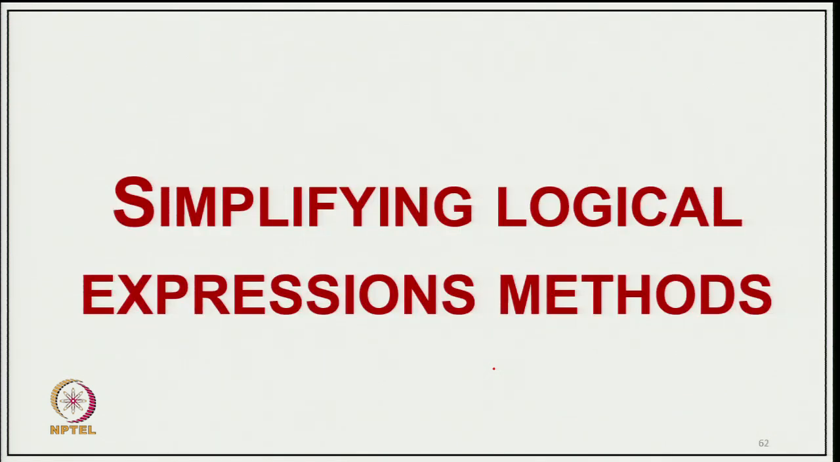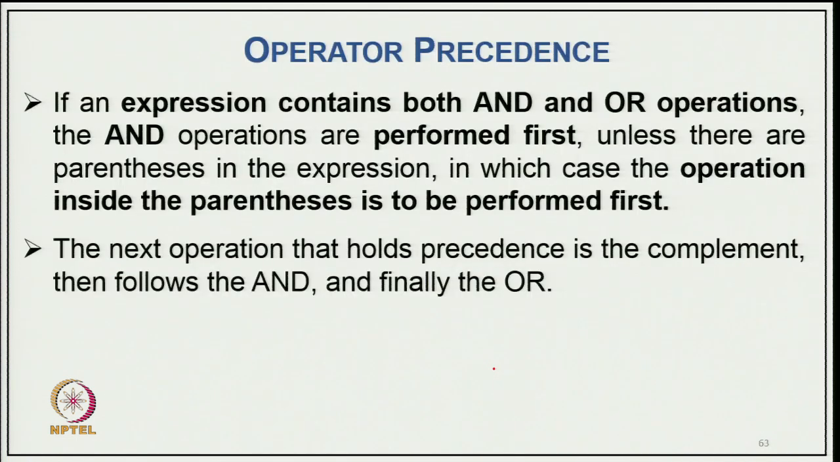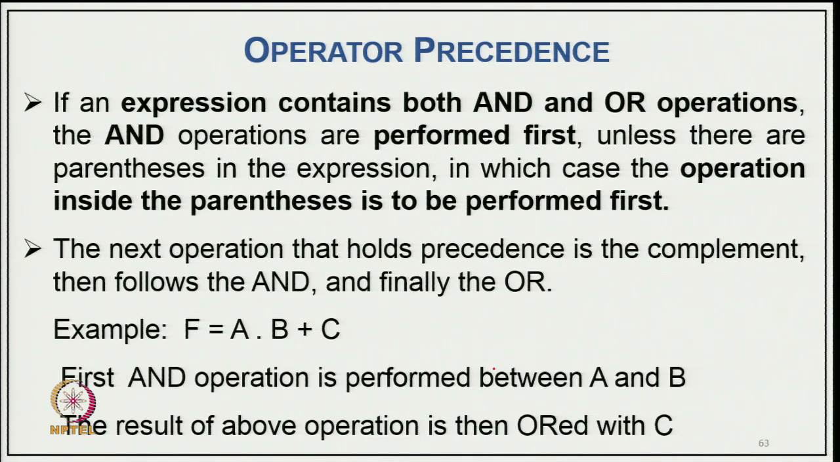Now, coming to simplifying logical expression methods, we have operator precedence. In an expression containing both AND and OR operations, the AND operations are performed first unless there are parentheses in the expression, in which case the inside of the parentheses is performed first. The next operation that holds precedence is the complement, followed by the AND, and finally the OR. The example is f equal to a dot b plus c. So, first the AND operation is performed between a and b, and the result of the operation is then ORed with the c.